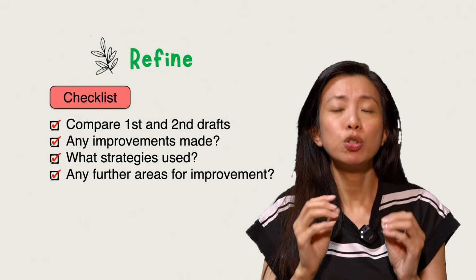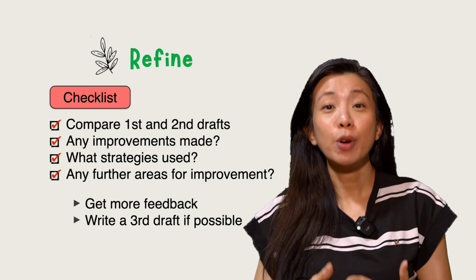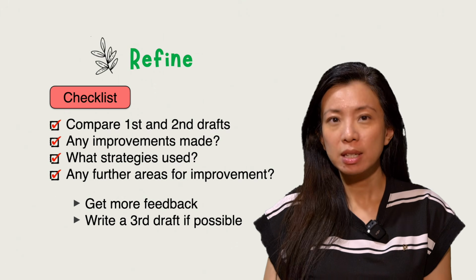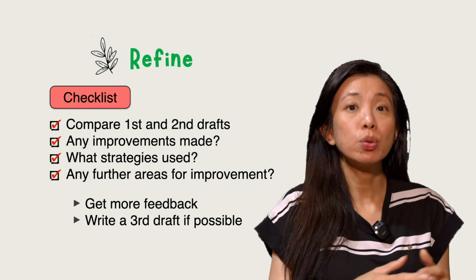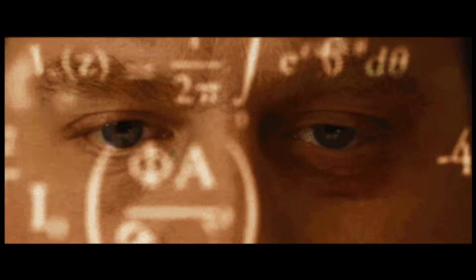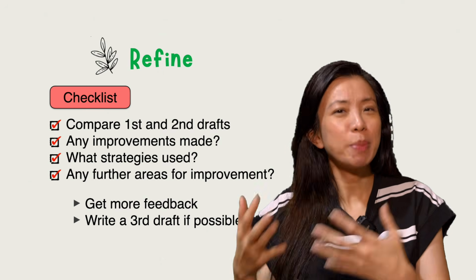If it's possible, you should try to get feedback on your second draft as well. And then, if needed, write a third draft. This may seem really tedious, but when you intentionally look through your work and pick out areas you did well and areas for improvement, you are sort of training yourself to think like an examiner and helping yourself to develop the skills that you need to write better each time.